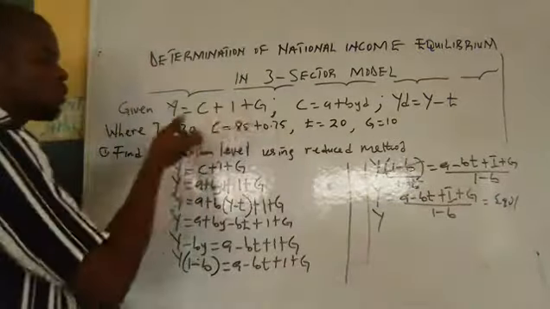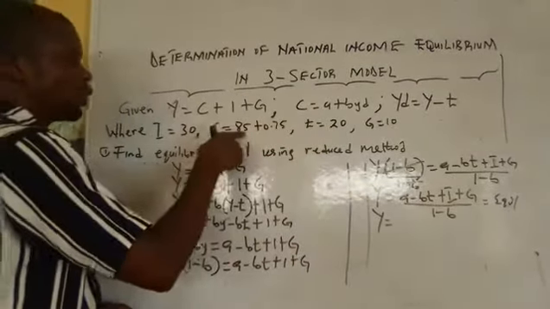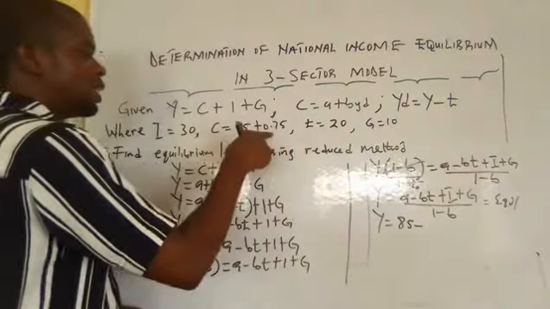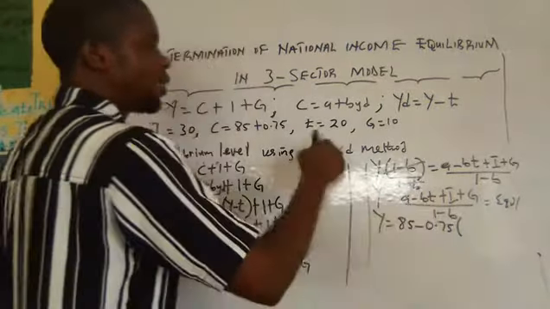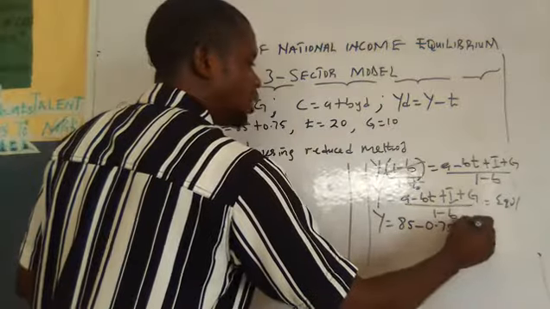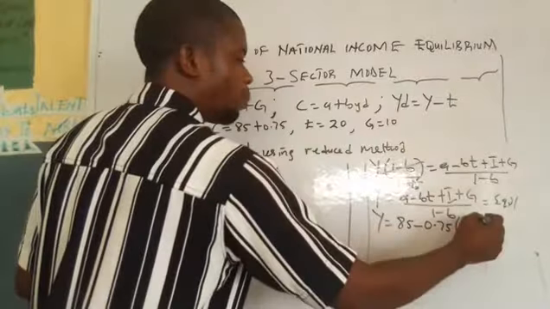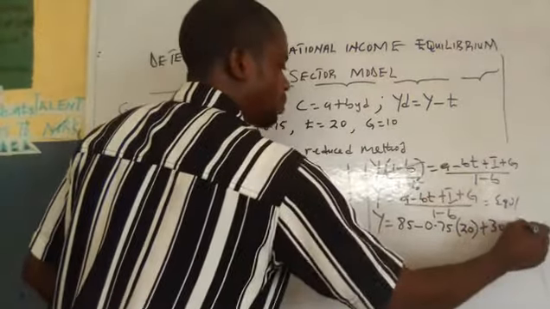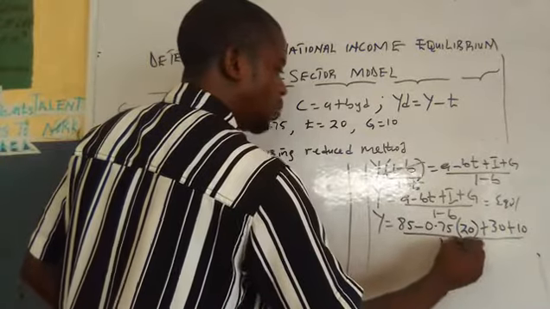So we can just insert the values given to us. What is our A? The autonomous consumption is 85. Minus B, our B is 0.75, in bracket with T, because BT is a product. Our T is 20. Plus our investment, which is 30, plus our G, which is 10. Everything over 1 minus B, 0.75.